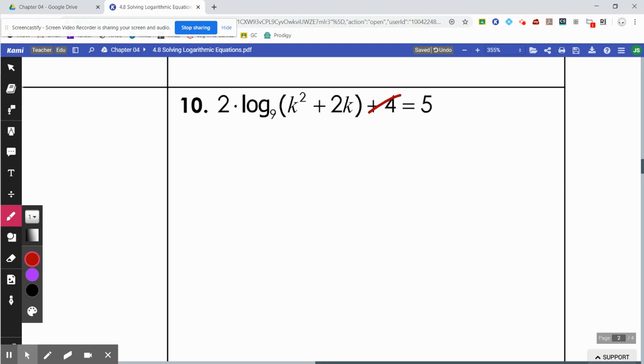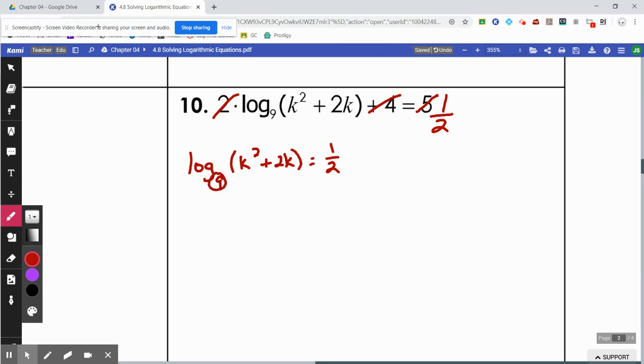Next up, again, let's isolate this logarithm. Let's move our plus 4 over by subtracting, and you can actually just do it right here and put a 1. Now, the next step, you have some options here. If you would like to raise this up to an exponent, you could. Or you can actually just move it over to the other side by dividing. Either way is going to be fine. You're going to have log base 9 of k squared plus 2k is equal to 1/2.